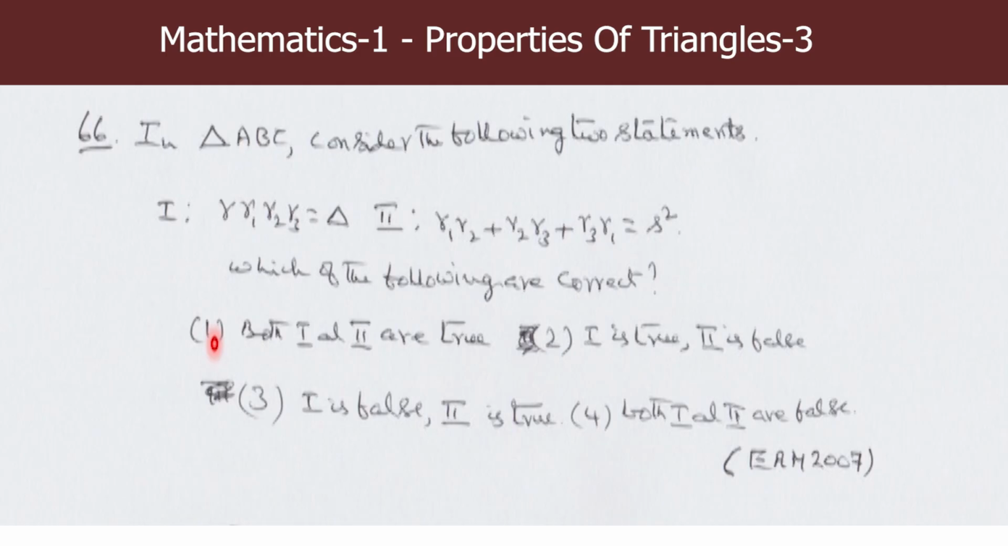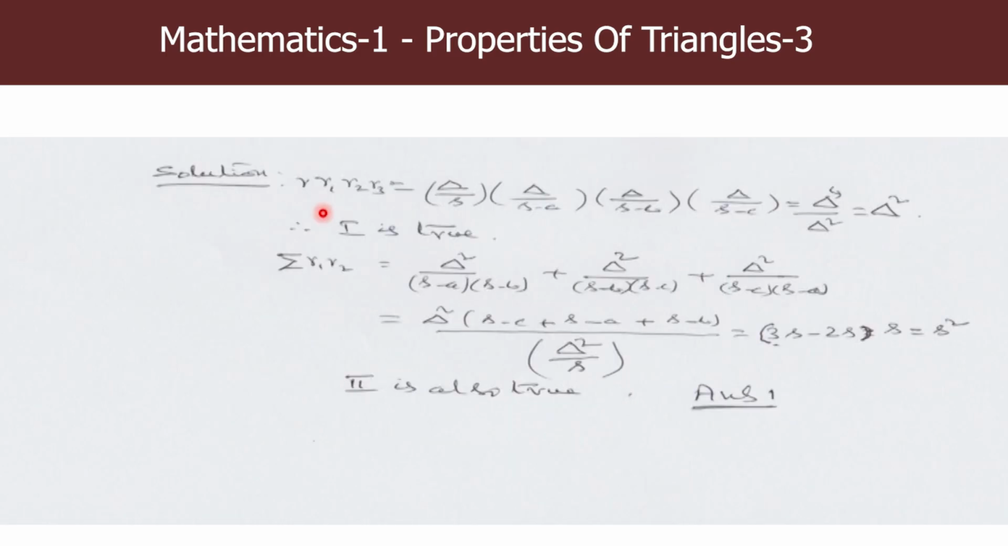So now you know that r is equal to delta by s, so r1 is delta by s minus a, r2 is delta by s minus b, r3 is delta by s minus c. Therefore, r1 r2 r3 is delta to the power of 4 by delta square, which is equal to delta square. So 1 is true.